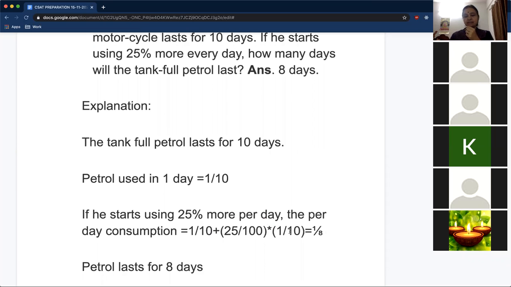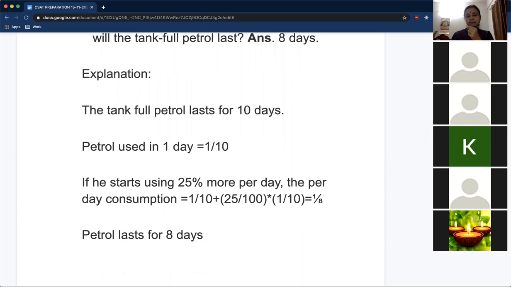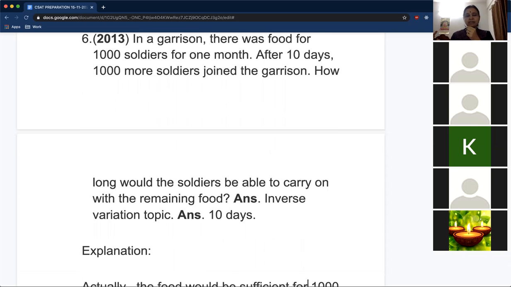This part of it, 25% of 1 by 10, you have to add it to 1 by 10. Got it? Yes, ma'am. Work it out again. If you have any doubts, you can message me.